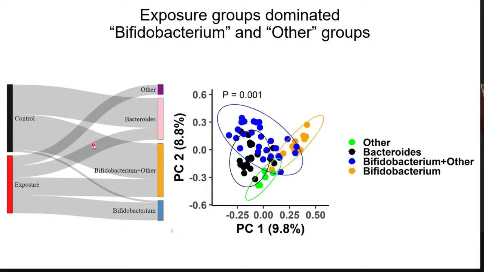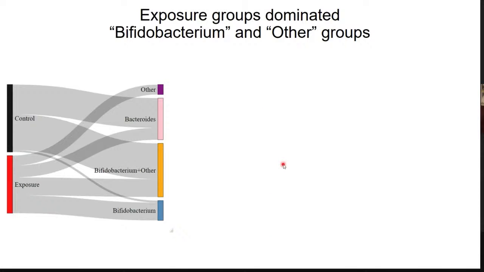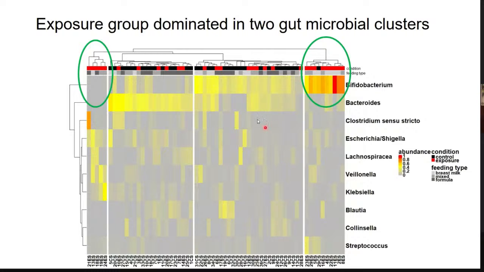If we do the PC plot, as you can see here, the two skewed clusters are here, the yellow one and the green one. So we believe this is actually the reason why the exposure group and the control group are different. It's really because of these two clusters.